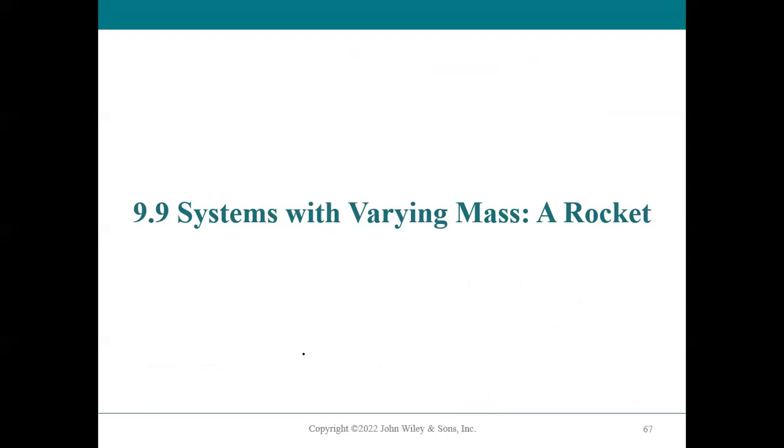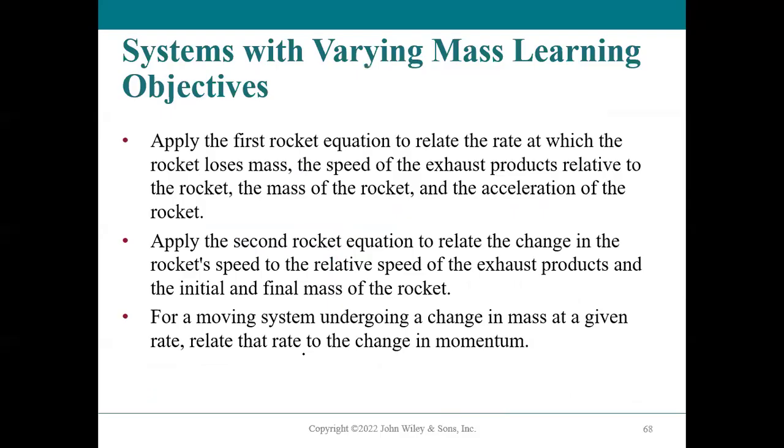Okay, and then the next section is systems with varying mass, like a rocket. So our objective is to apply the first rocket equation to relate the rate at which the rocket loses mass, the speed of the exhaust products relative to the rocket, the mass of the rocket, and the acceleration of the rocket. And then apply the second rocket equation to relate the change in the rocket speed to the relative speed of the exhaust products and the initial and final mass of the rocket. For a moving system undergoing a change in mass at a given rate, relate the rate to the change in momentum.